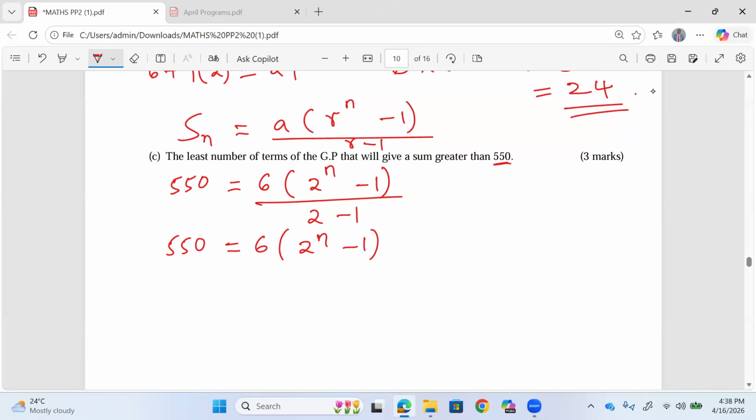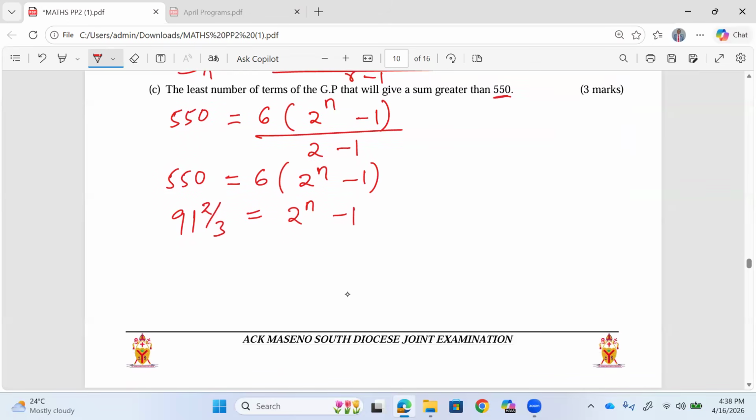550 over 6. We're getting 91 and 2/3 equals 2^n minus 1. So the negative 1 can be added here so that you have 2^n equals, the 1 becomes positive here, 92 and 2/3. At this point, we can introduce logarithms because the unknown is a power. The log of 2^n equals the log of 92 and 2/3.